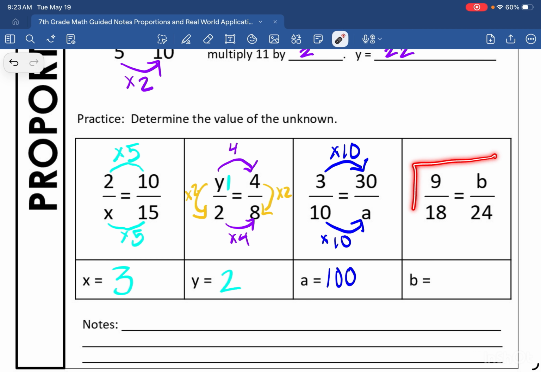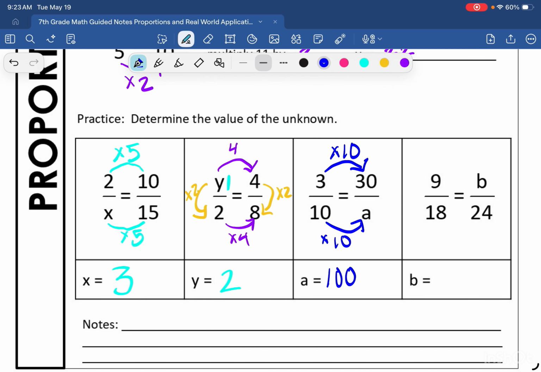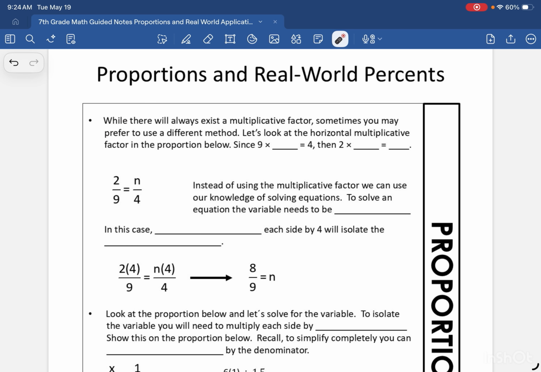Last one. 9 over 18 equals b over 24. I notice that vertically I multiply by 2. 9 times 2 is 18. So some number times 2 is 24, and I know that number is 12. Again, you can divide if you don't know. 24 divided by 2 is 12. So b equals 12.